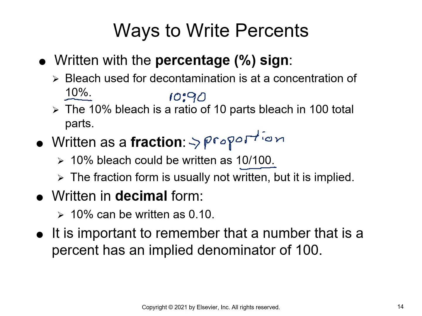And it's also our dilution, because we did our dilution to actually make that 10% bleach solution. The fraction form is usually not written, but it is implied. We could also write it as a decimal. If we think about 10 cents out of 100, then that is our tenths, or 10 cents. So 10 out of 100 pennies. We know we've got 10 cents. You need to always remember that that denominator of 100 is implied if you talk about a percentage. So it's a value out of 100.